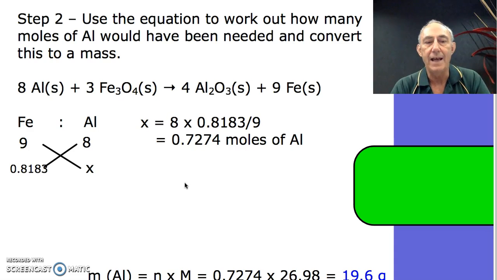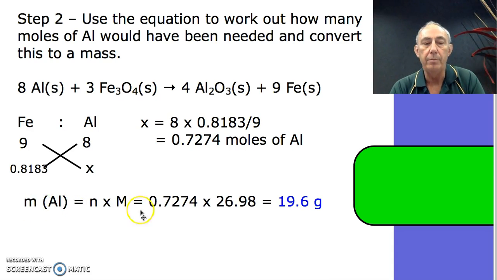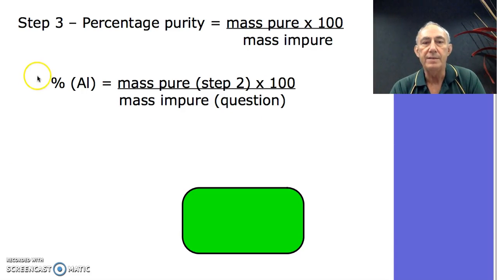You have started with 0.7274 moles of aluminium. I can now convert those moles of aluminium into a mass. So my mass of aluminium is now that number of moles of aluminium that I have predicted my iron has come from, multiplied by the molar mass of the aluminium, and I get 19.6 grams. So what does this mean? This means that I started with a certain mass of impure aluminium, and I've used my mass of iron to work out, in fact, how many grams of aluminium was in my sample.